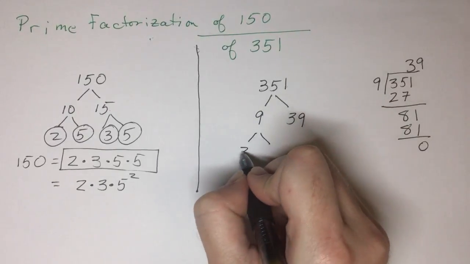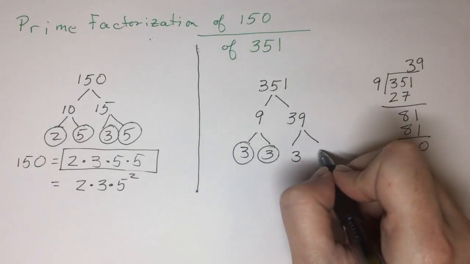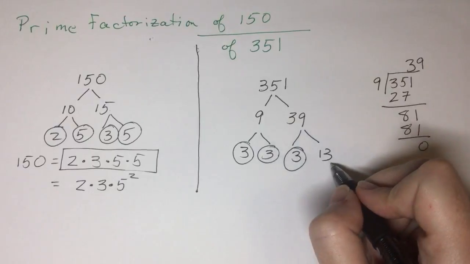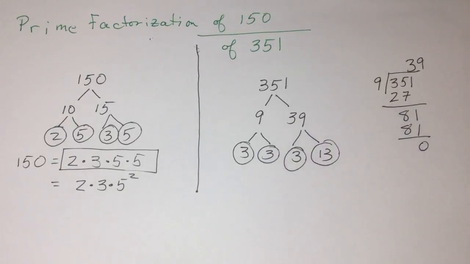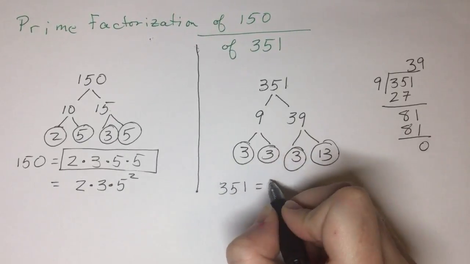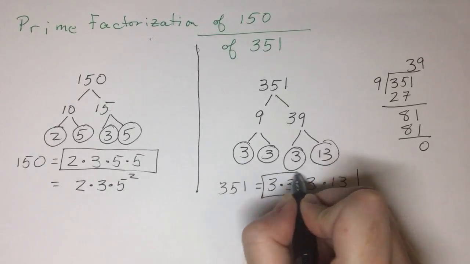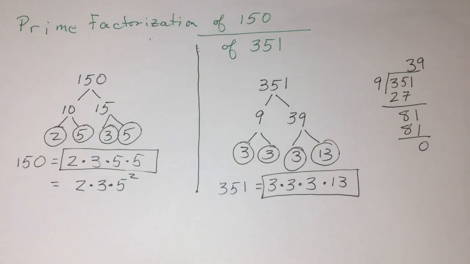9 is not prime, but it's 3 times 3. 39 is not prime, but it's 3 times 13. 13 is a prime number. Only factors of 13 are 1 and 13. So 351 is 3 to the third times 13. And one comment, 1 is not prime, it's not composite. It's the only natural number that doesn't fit into the prime or composite. All other natural numbers will be either prime or composite.